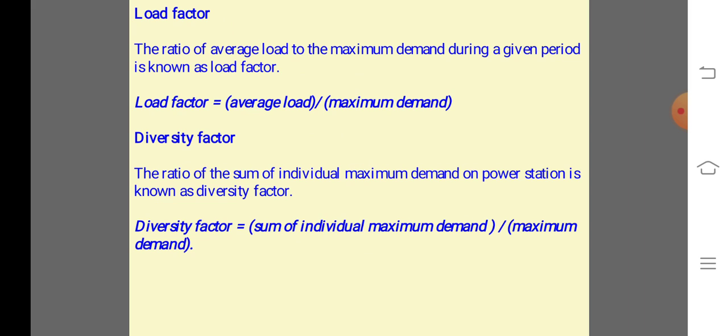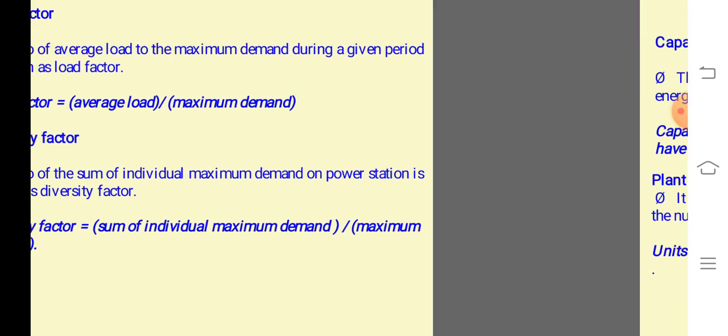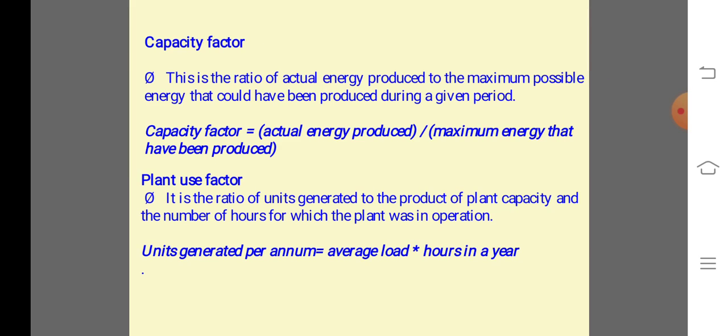Load factor is the ratio of average load to the maximum demand during a given period. Load factor equals average load by maximum demand. Diversity factor is the ratio of the sum of individual maximum demands to the maximum demand of the power station.